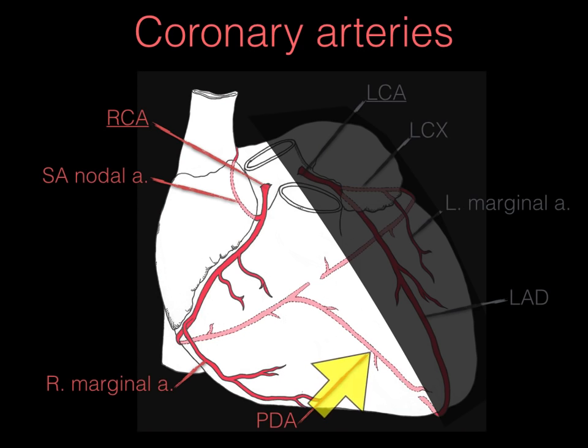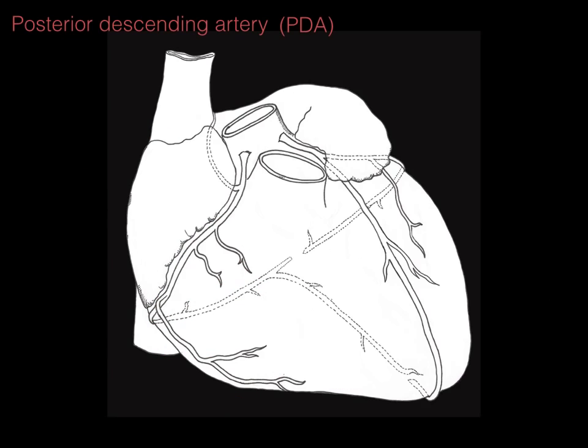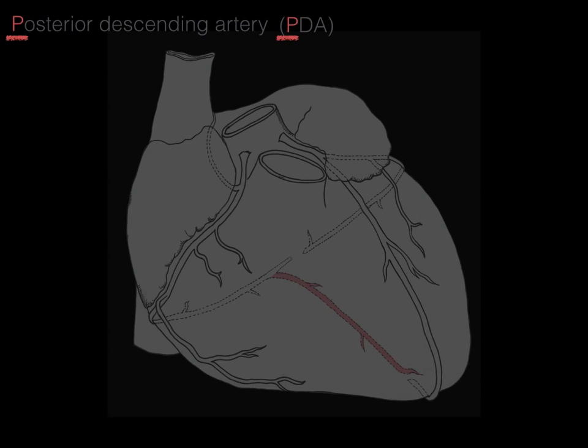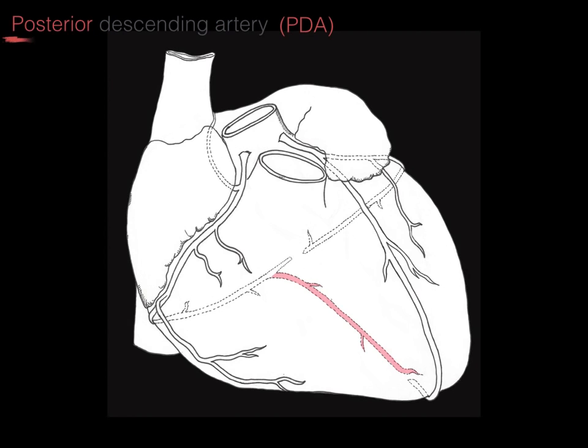And then finally from the right side, there's the posterior descending artery. It's called PDA, for P for posterior, D for descending, A for artery. This posterior descending artery is called posterior because it's found on the posterior surface of the heart. It's descending because it descends along the back of the heart, and artery because, hey, that's an artery.